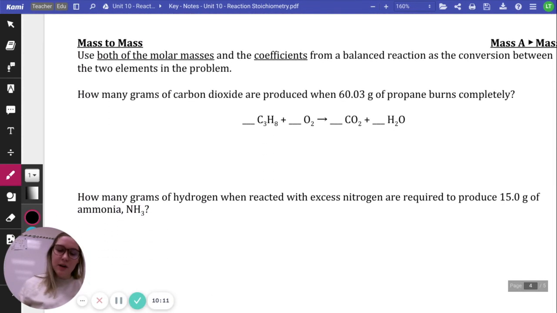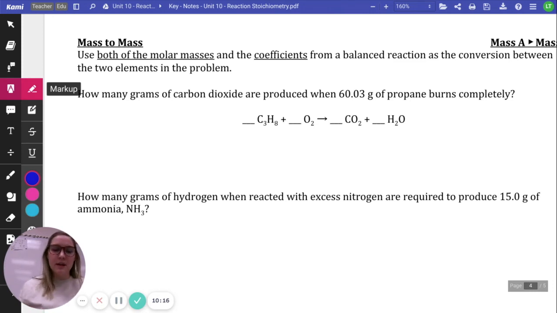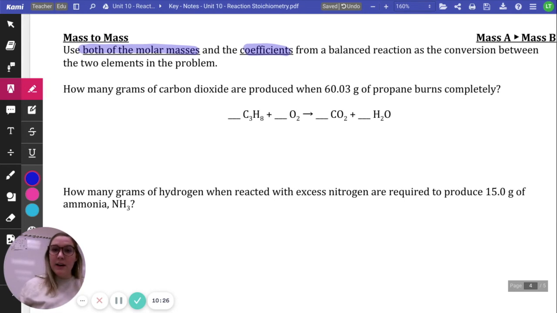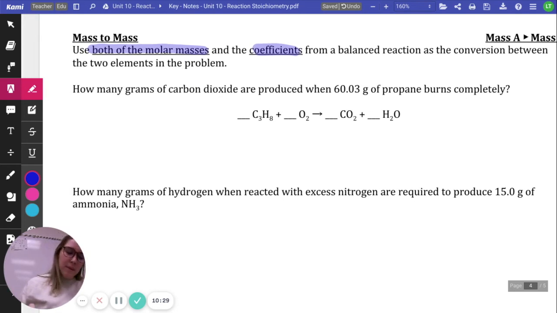All right, but we are going to move on to our last type today, and this is mass to mass. So for this, we have to use both molar masses as well as our mole-to-mole ratio, the coefficients from our chemical equation, to convert between the two substances. All right, let's jump in.